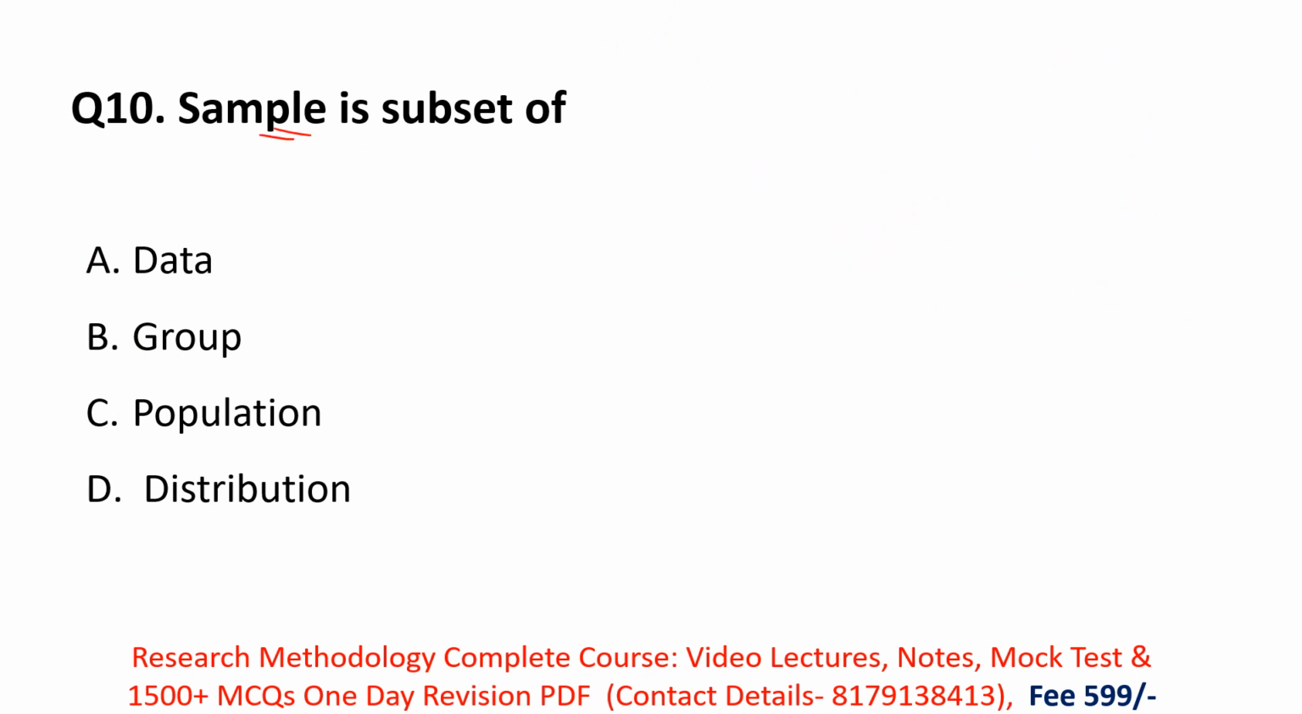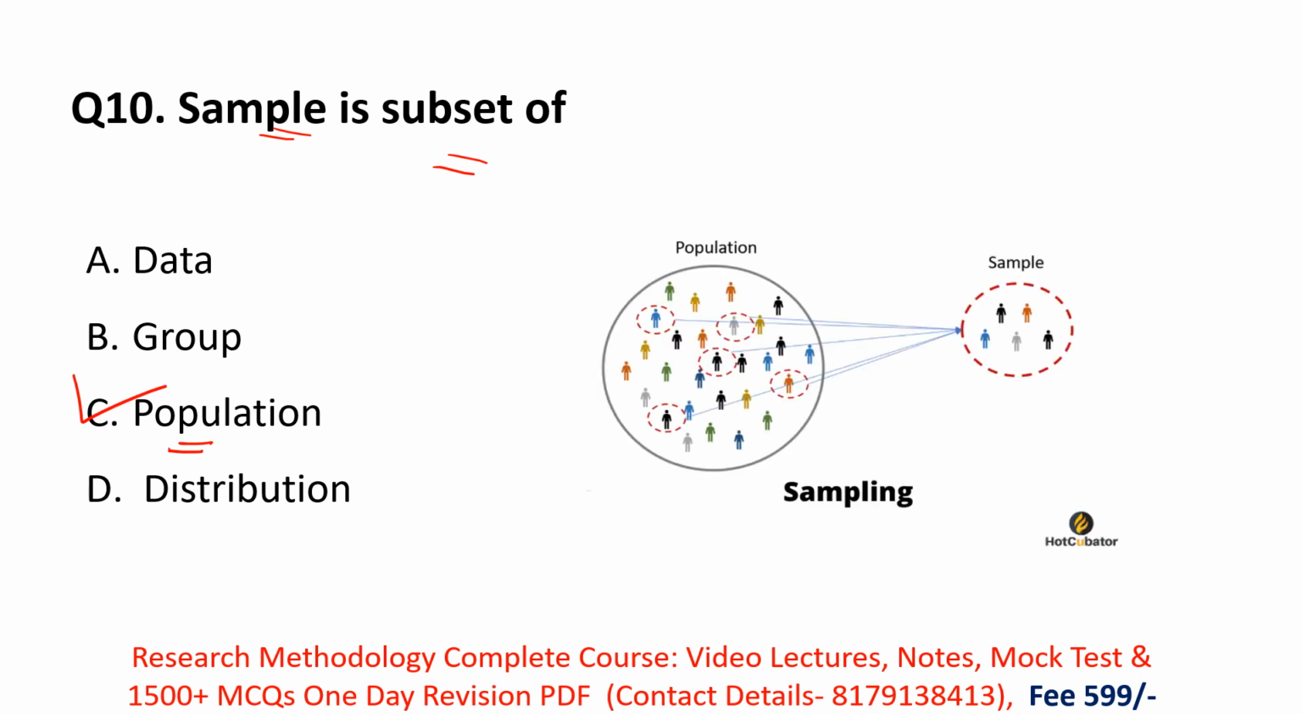Next, sample is a subset of. In this question they are asking what a sample is. Remember, sample is a subset of population. From this figure we will see how. As you know, a researcher cannot do their research or study on the whole population. Researchers generally select some persons from the population and study only the sample, not the whole population, except in a census. In a census, the researcher studies the whole population. Otherwise, researchers cannot study the whole population because it is a time-taking process.